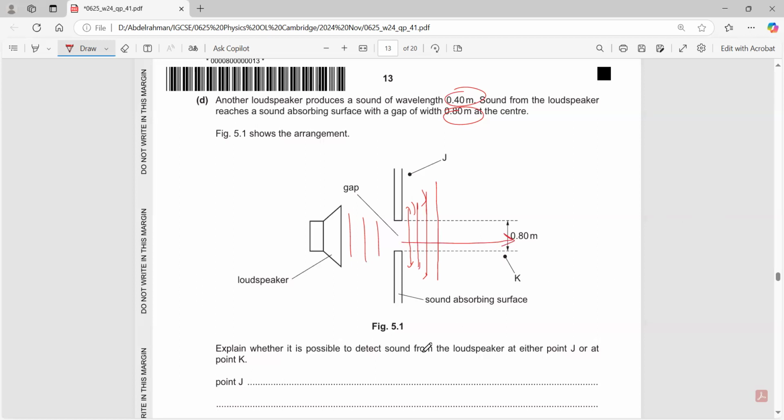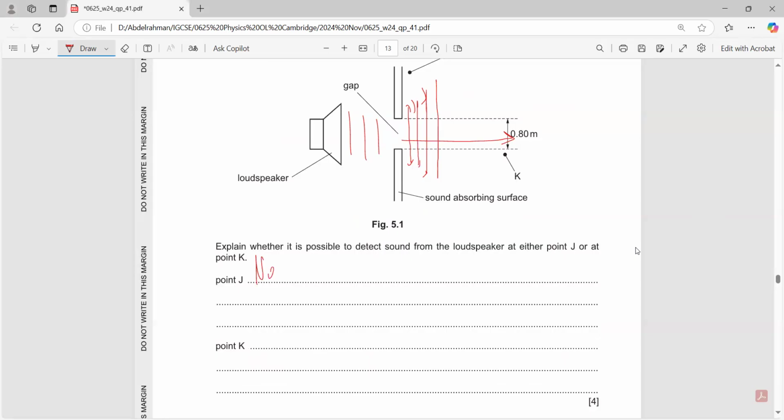So at J, can I hear the sound? No, probably not. Why? Because this is a wide gap, and you'd say that there is not enough diffraction. Diffraction wouldn't reach J. Or you can say yes, small diffraction. It would not reach J.